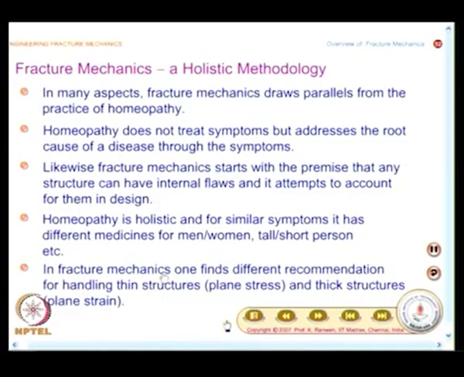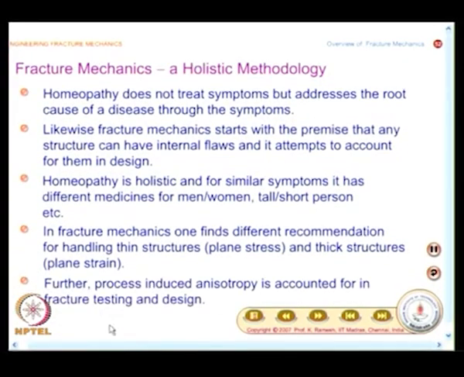Not only this, you have several manufacturing processes. Suppose you do an extrusion, it induces an anisotropy because of the process, and this is accounted for in fracture testing and design. See, this is not commonly seen in your conventional design. To some extent, they understand if you go from a bulk material to wires, the strength is very high, because that is how you do the spring design. If you really look at the design codes, the failure strength will be much higher when you use the same material as a wire.